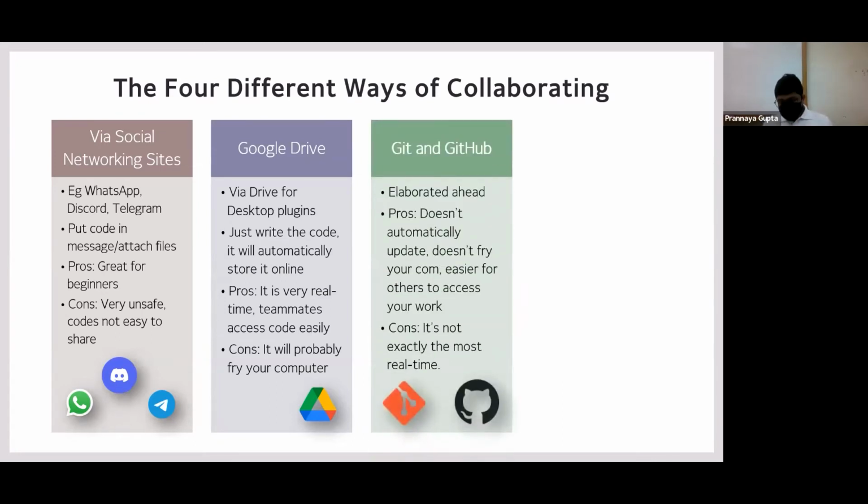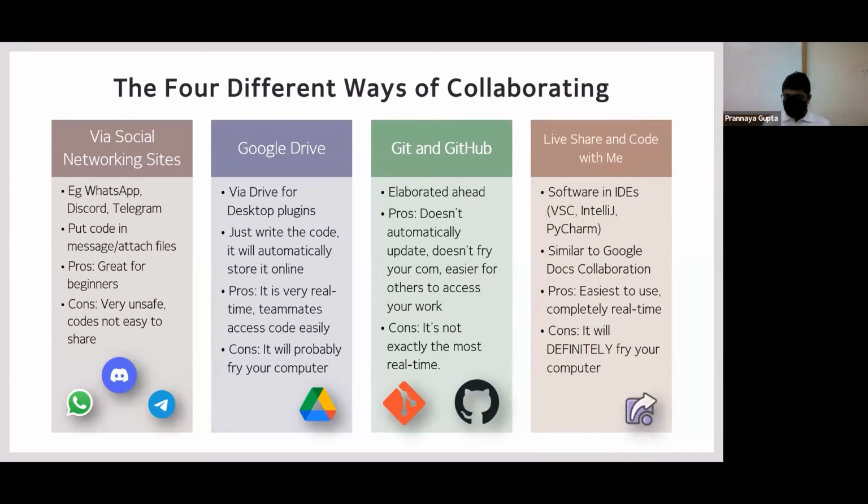Then there's Git and GitHub. I'll be elaborating on this ahead, but it's basically a system similar to the social networking sites. It doesn't automatically update and it doesn't fry your computer, but of course it's not real time. It's easier for others to access your work: you just have to do one command to access another person's work, and to push your work, you just have to do two commands. It's really easier to use Git and GitHub compared to social networking sites and Google Drive.